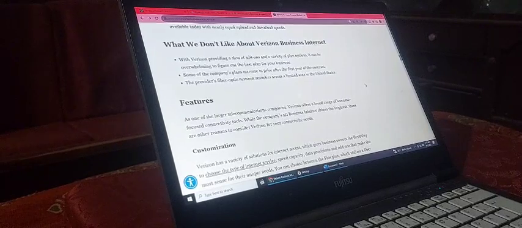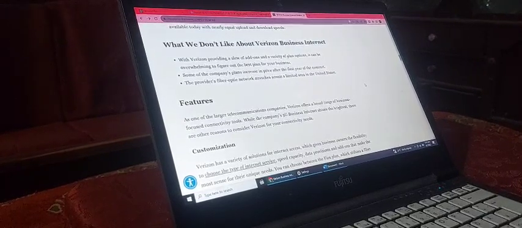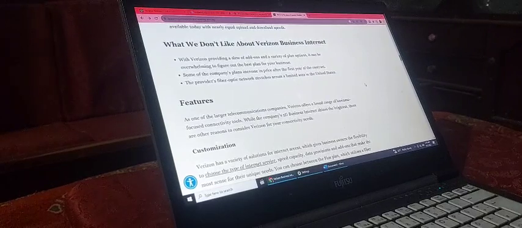What we don't like about Verizon business internet is that Verizon provides an advanced and vacancy plan option, and it can be difficult to find the best plan for business. Some of the company's plans increase in price after the first year of the contract. The provider's fiber optic network covers a limited area in the United States.